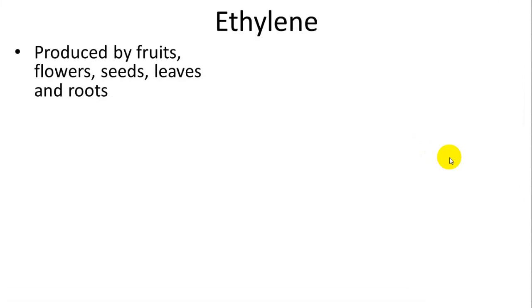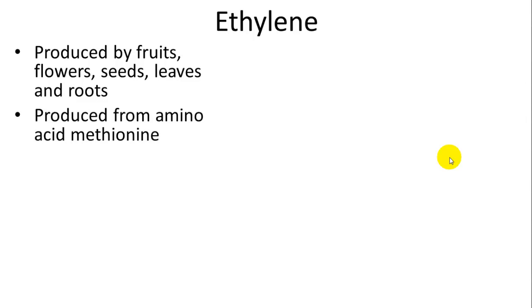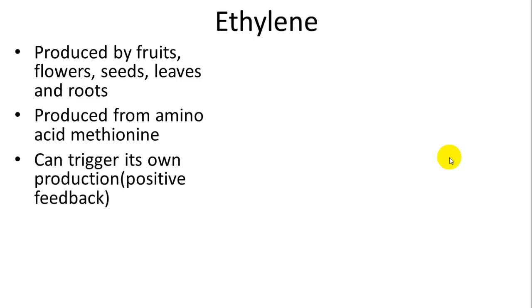Ethylene is the other one, which is produced by fruits, flowers, seeds, leaves, and roots, and is produced from the amino acid methionine, and it can trigger its own production. So this is positive feedback where you have ethylene produced. The more that is produced, the more it will trigger the production of more, causing positive feedback. And this is the ripening hormone.